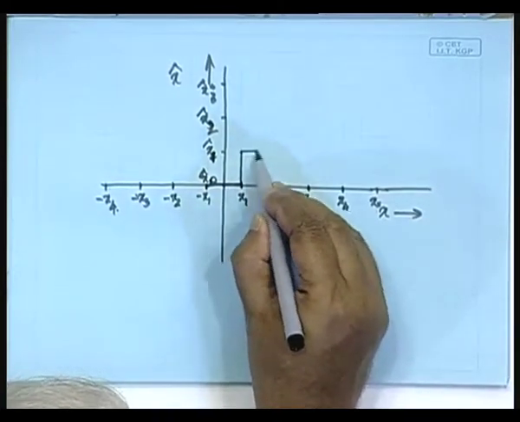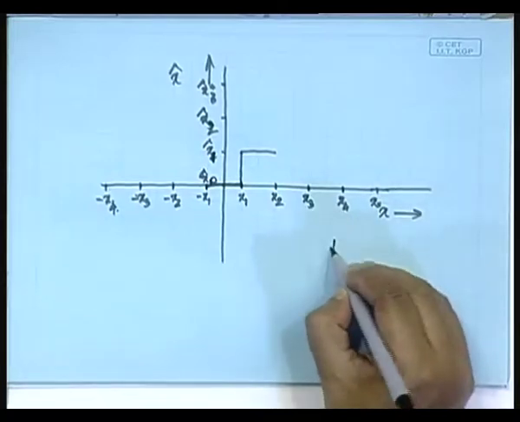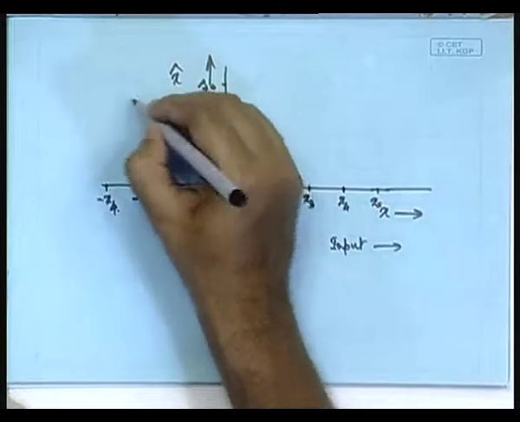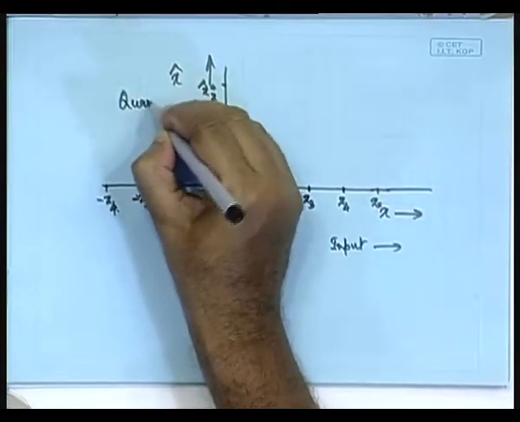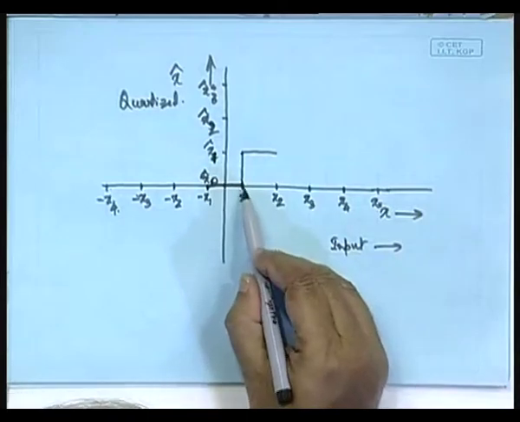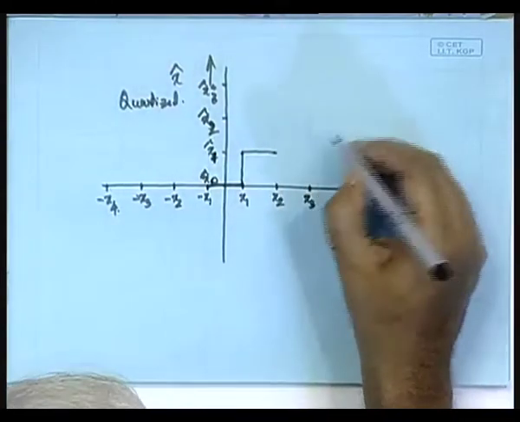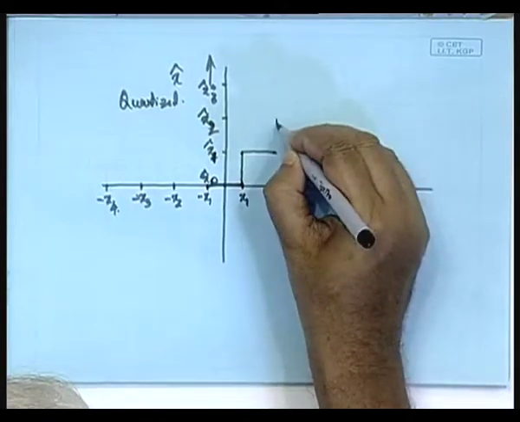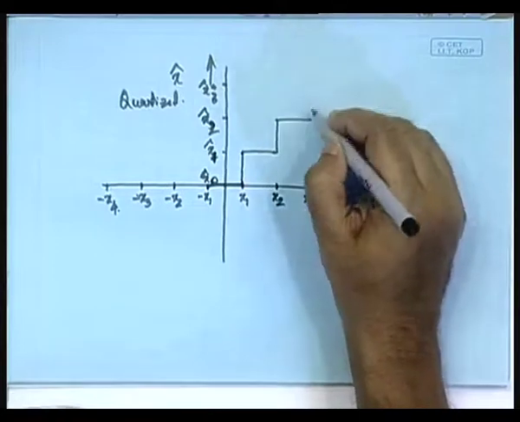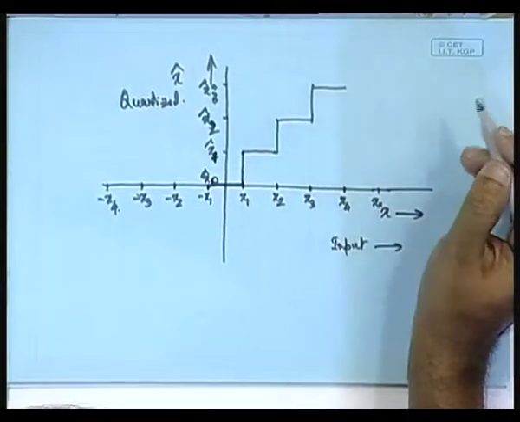When the input signal is between x1 and x2, it will be denoted by the level x1 cap. So, this is the input and this is the quantized variable; x cap is the quantized value of x. When it is between x1 and x2, its quantized value is x1 cap. When it is between x2 and x3, its value will be x2 cap. Between x3 and x4, we denote it by x3 cap, and so on.